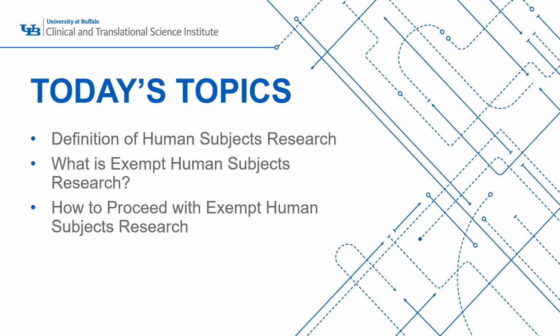Today's topics include the definition of human subjects research, some examples of studies or submissions that would qualify as not human research, some examples of what is exempt human subjects research and the different categories that exempt studies would fall under, and how to proceed with exempt human subjects research.